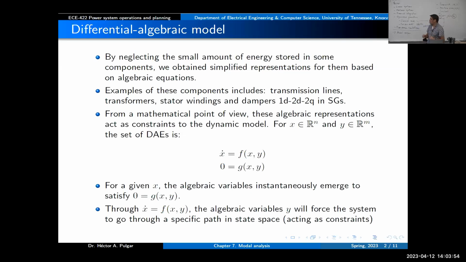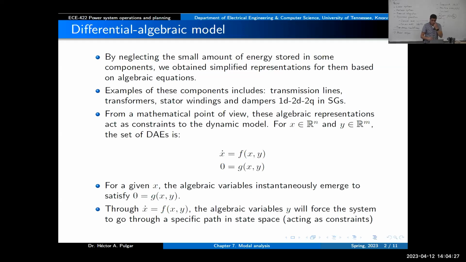So the model, using the two-axis model for the machine, is going to capture just the dynamic of the 1Q damper. The other 3 dampers that we have, the 2Q, 1D, and 2D, are going to be assumed to respond instantaneously. So that's the assumption for the two-axis model. At the end, we will have this mathematical representation.